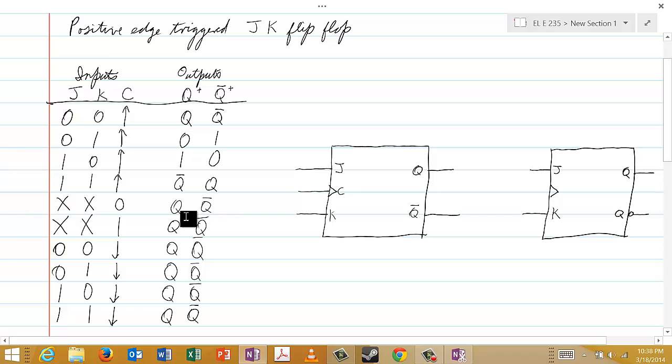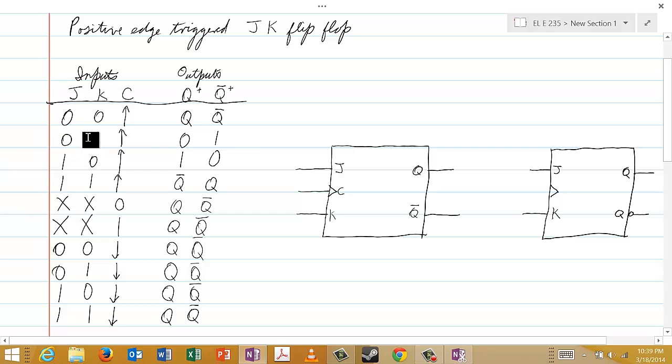The only time that anything happens with a positive edge triggered device is when we have a positive edge for the clock signal. And what happens is summarized in these first 4 lines of the table. If J and K are both equal to 0 when there's a positive edge, then we just keep doing what we're already doing. In other words, the next value of Q will be equal to the present value of Q, and the next value of Q complement will be equal to the present value of Q complement.